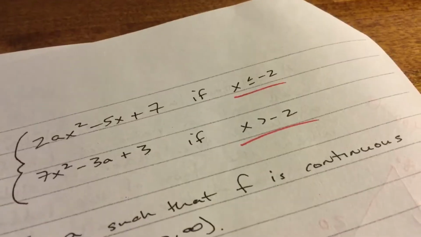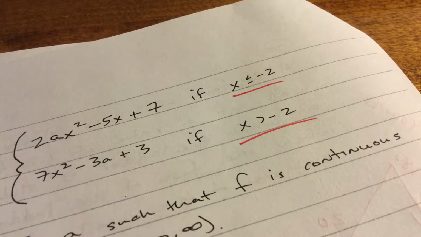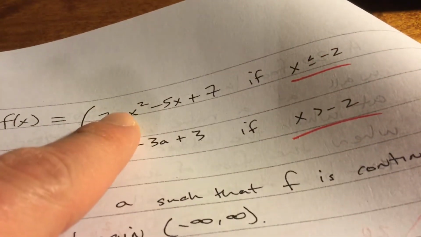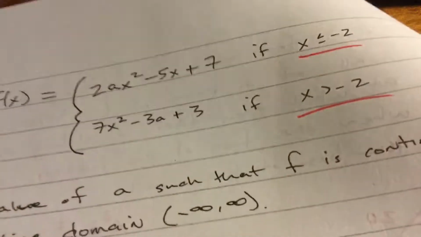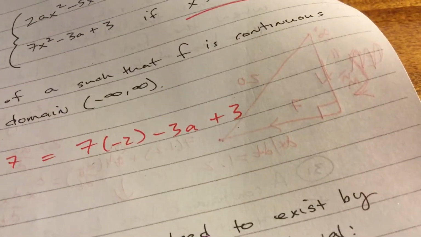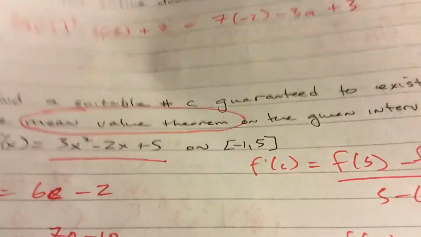Next one is sometimes one of the first questions on a calc final. You want it to be continuous, so f of -2 has to give you the same y value. Plug -2 in for x on both pieces, set them equal to each other, and solve for a.